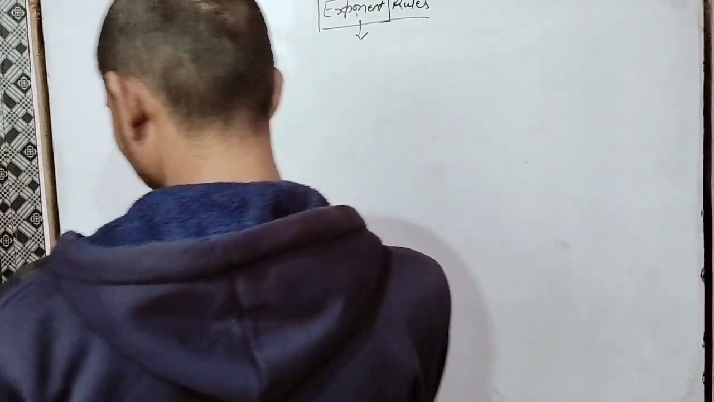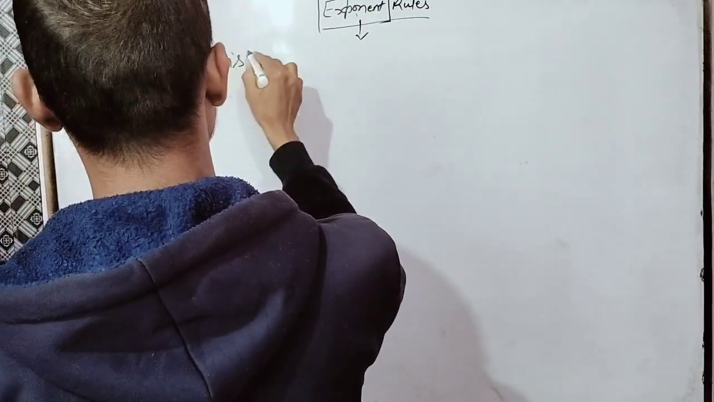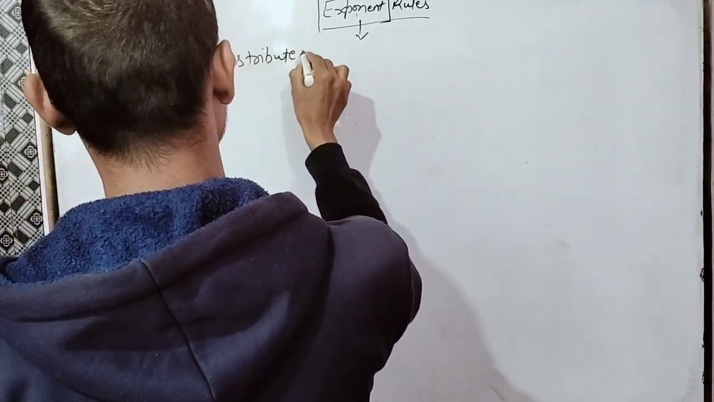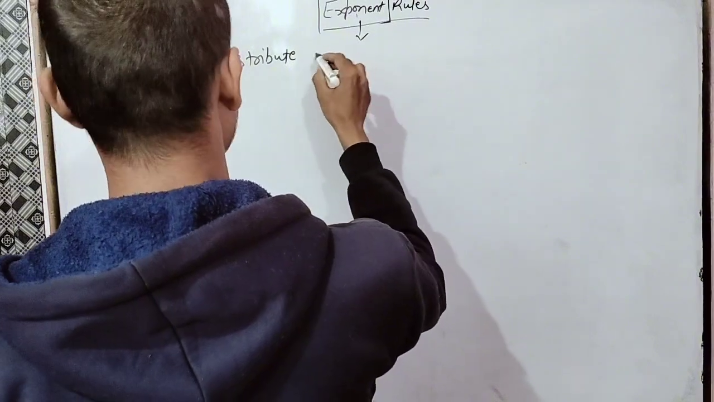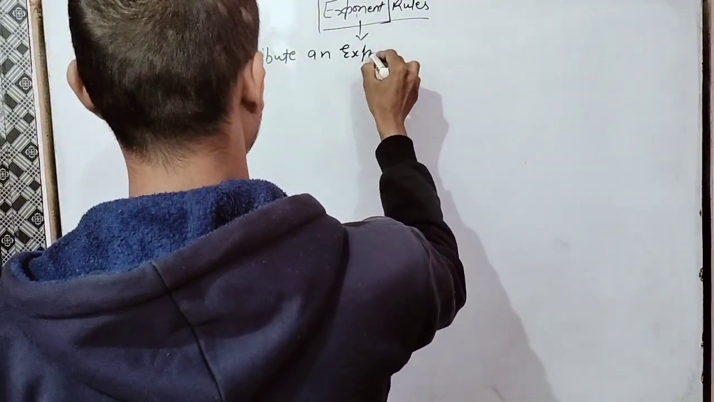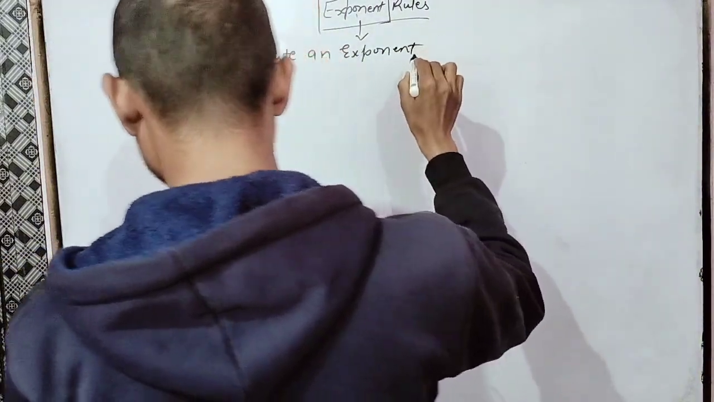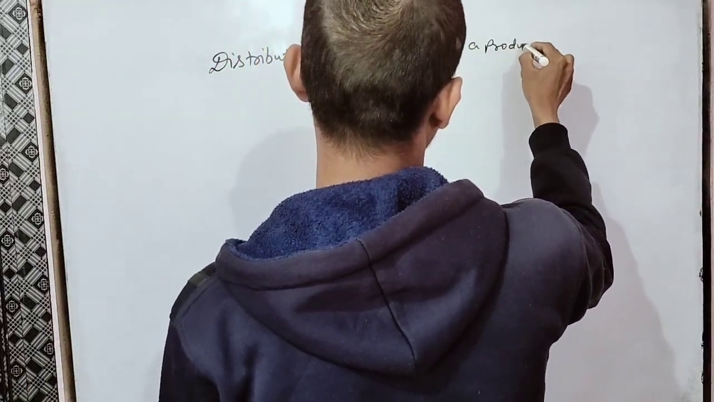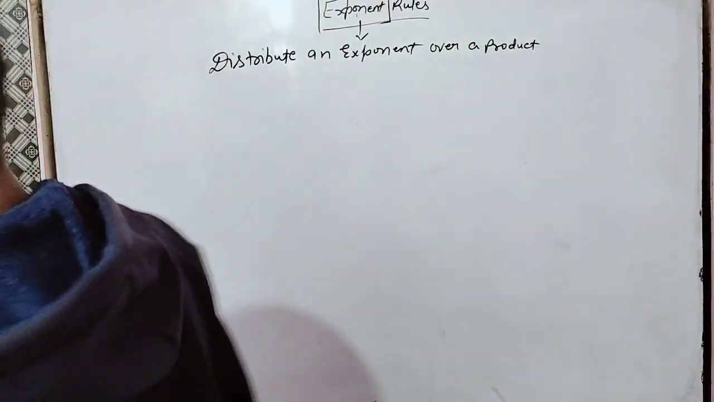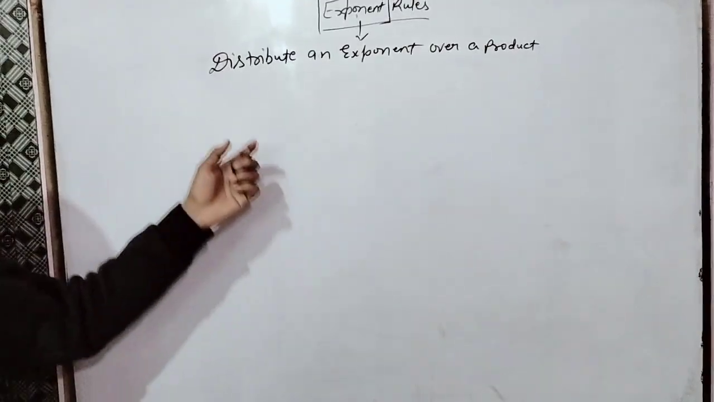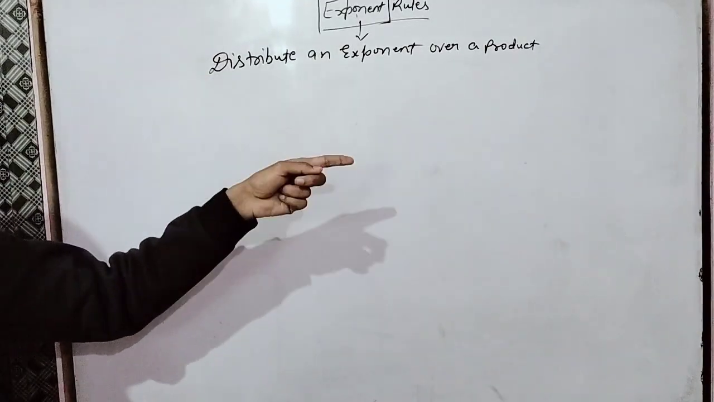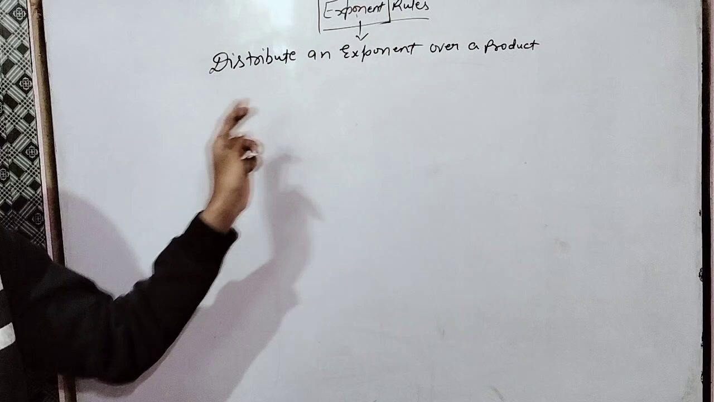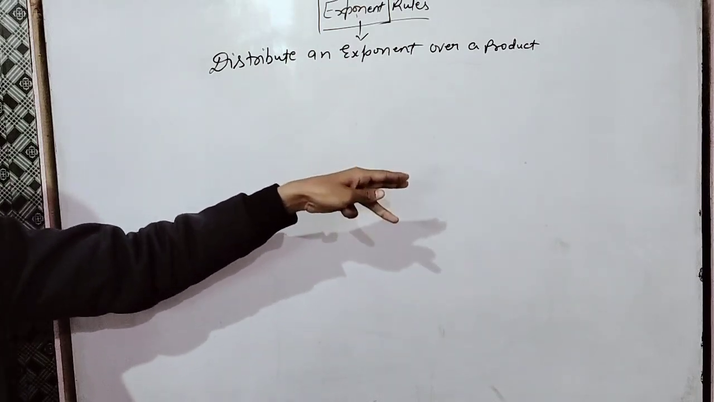Distribution. Distribute an exponent over a product. What is the meaning of this? It is saying to distribute an exponent like that. Division of an exponent over a product.